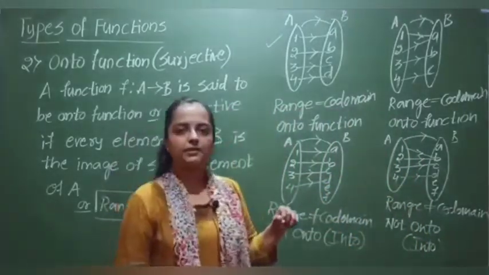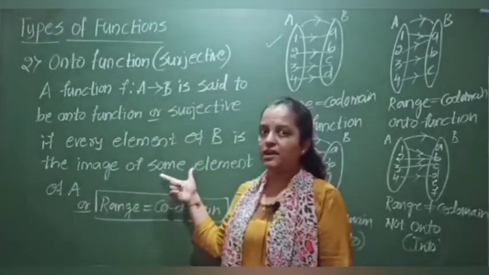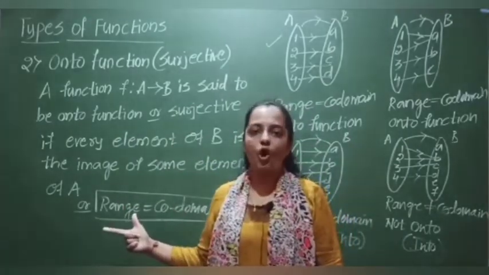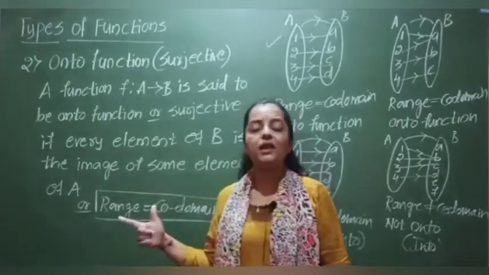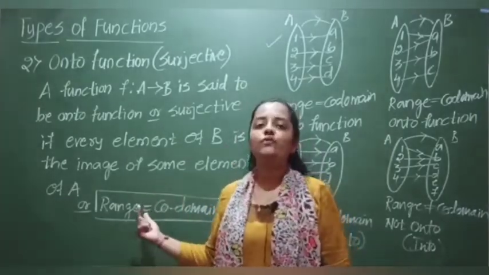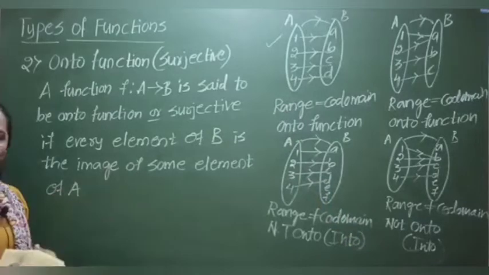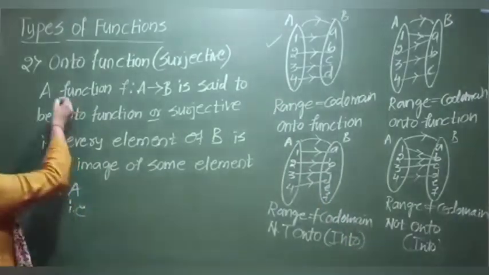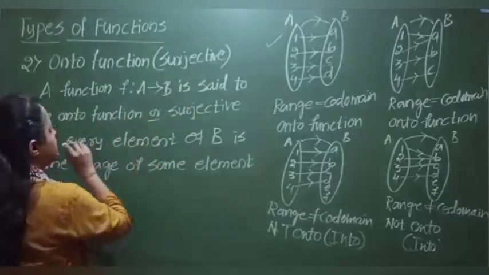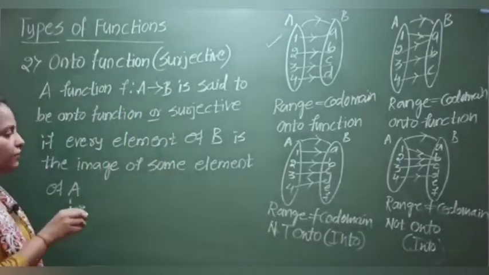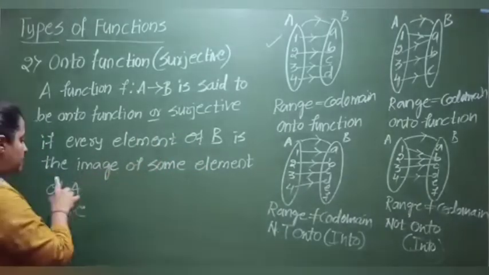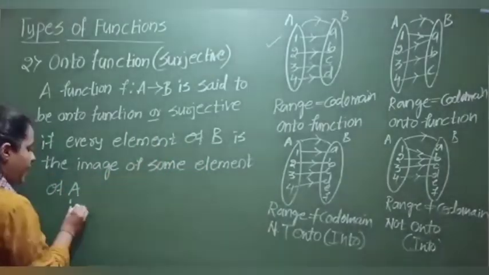Hope you are all understanding this one. This is the definition, or you can call shortly, range is equal to codomain idra adu onto. Range is not equal to codomain, that time we can call it as an into function. Another meaning also we can write like this: a function f from A to B is said to be onto or surjective function if every element of B is the image of some element of the set A.